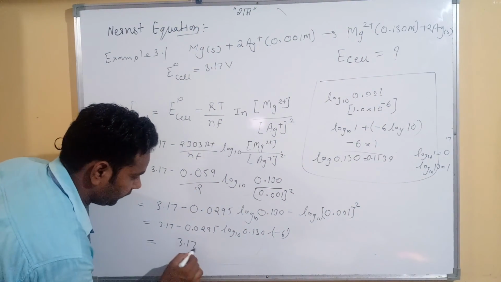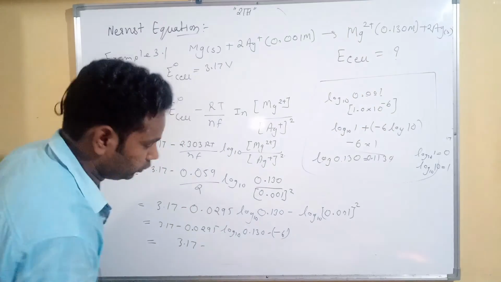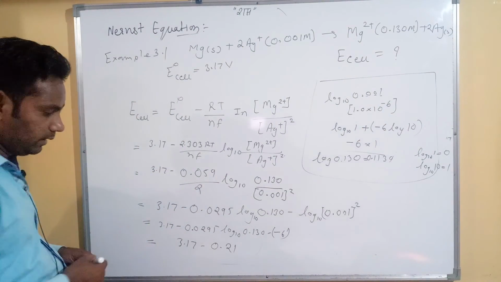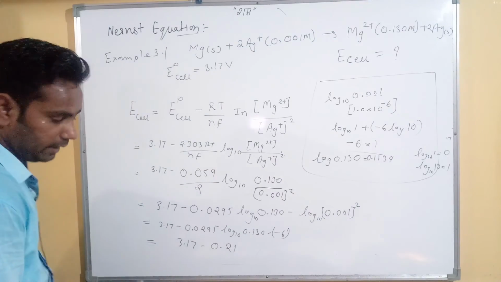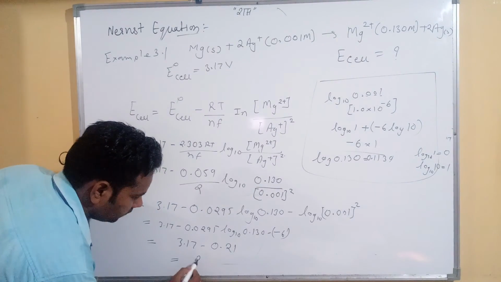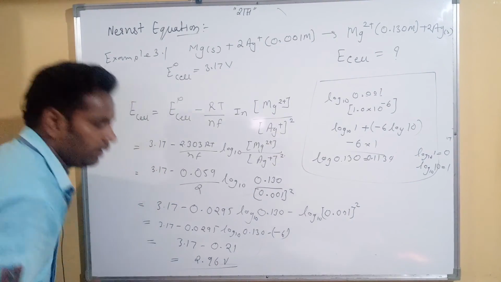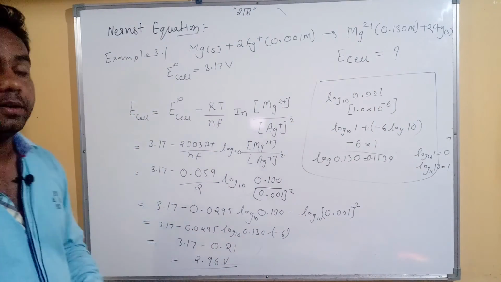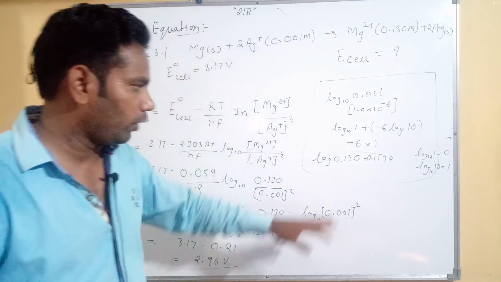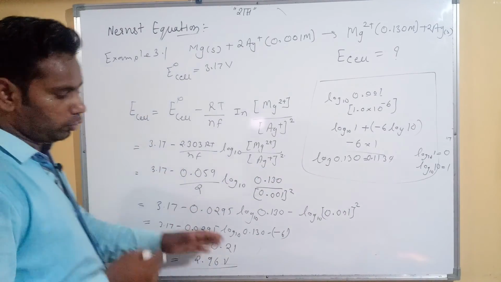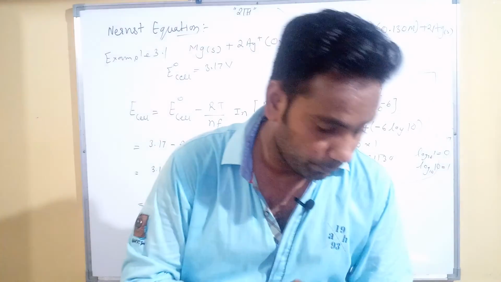I put the answer directly: 3.17 minus 0.21. You solve it, and the final answer is 2.96 volt. In our physics class, I explained how to calculate log10 of 0.130. I think you have understood this. You put it here, then solve. It's very easy for you.